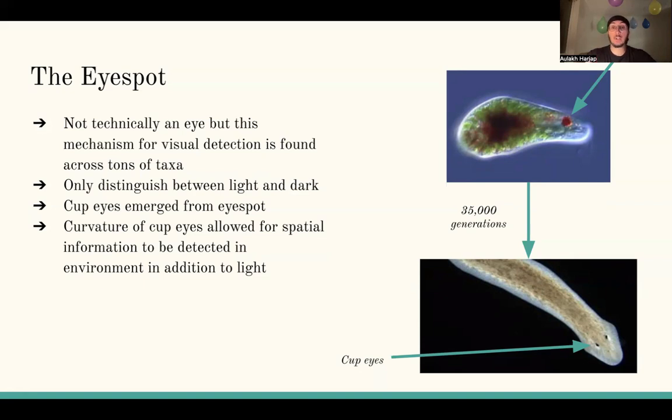As I mentioned earlier, it's believed that over a period of 35,000 generations, the eye spot of an ancient organism developed a concave cup surrounding the eye spot, leading to more refined vision being possible. The curvature of cup eyes, as seen in flatworms, allowed them to be more refined, and this allowed them to be more fitting of the function of a traditional eye, as it made it possible for spatial information to finally be detected in their collective environments.